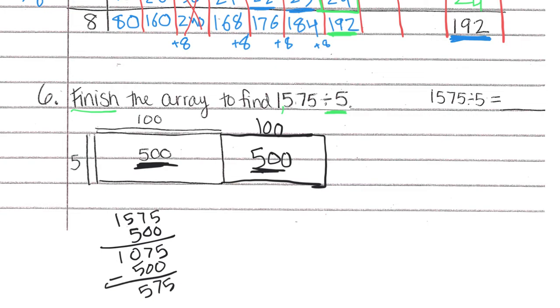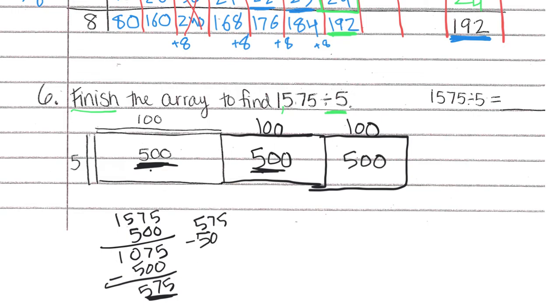Do I have room to do another 500 from this? I absolutely do. So I could do another rectangle that's 100 long. And then I know that, once again, 5 times 100 is 500 again. So now I have 500, 500, and 500. That's 1,500. I'm going to rewrite this number down here just so I can keep track of my math. 575, and I'm going to subtract the 500 that I just figured out, and now I have 75 left.